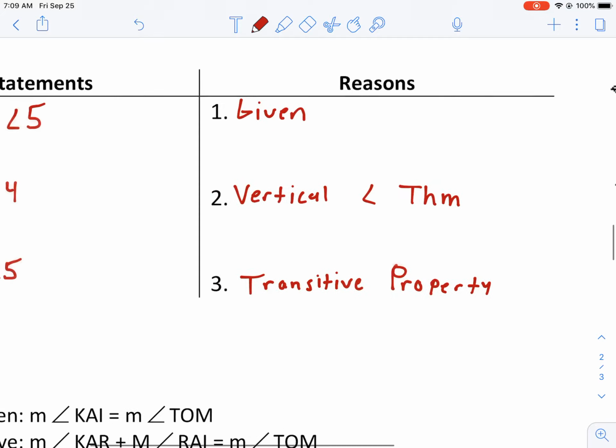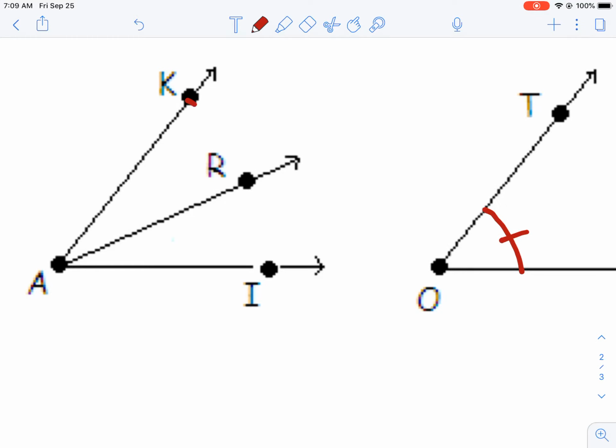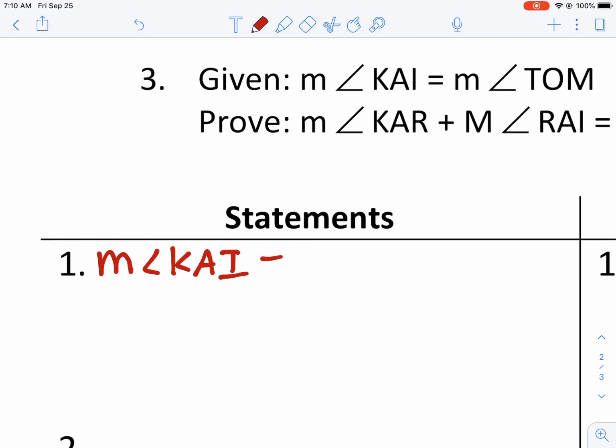Number 3, given the measure of KAI equals the measure of TOM. So let's go mark that. TOM, that's this angle over here, that's congruent to the measure of KAI. I don't know how to mark KAI, but I'm going to mark it like that. Those two angles are equal. So let's write down our given. We have to write down our given as our first reason.